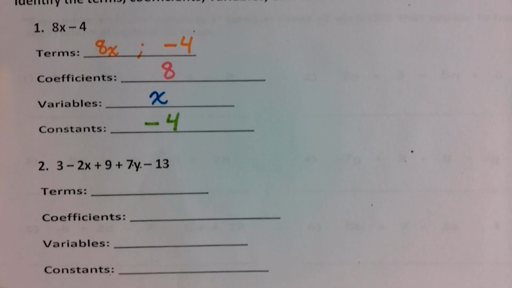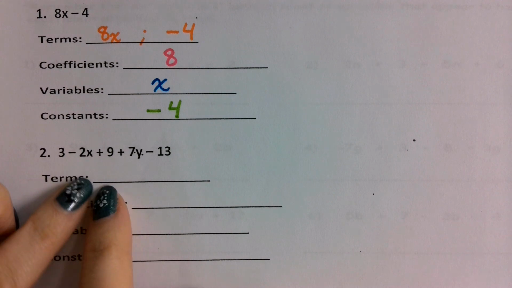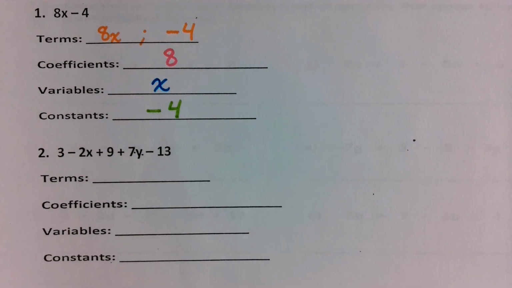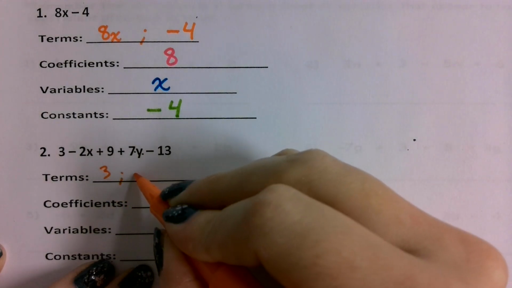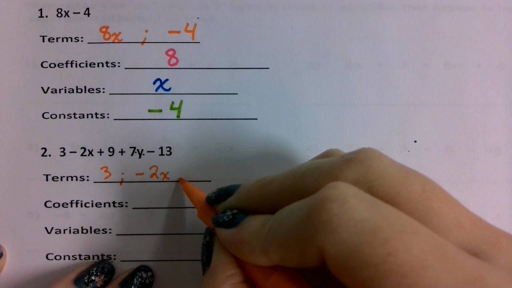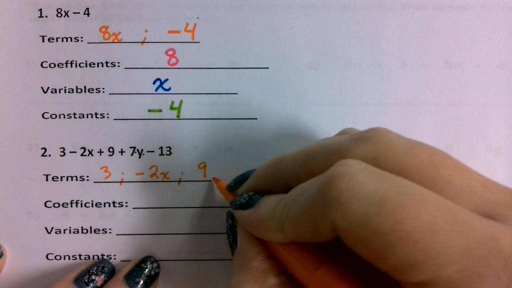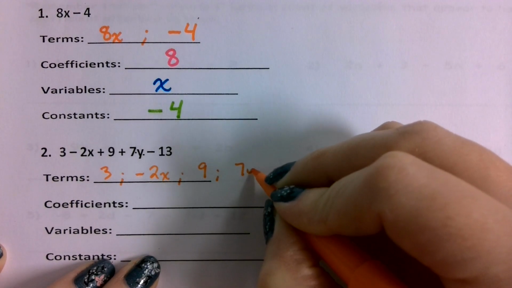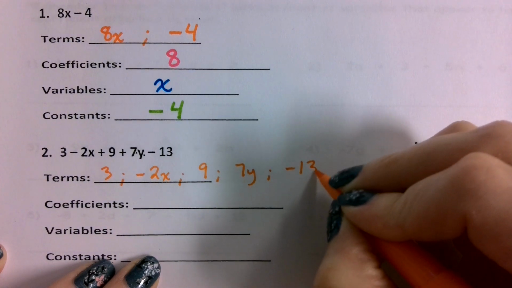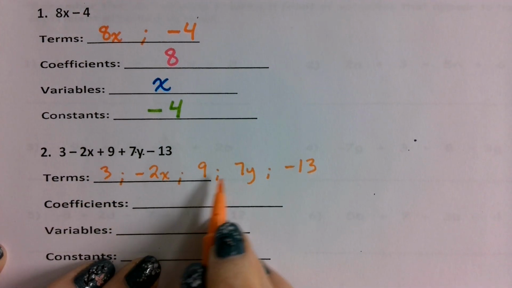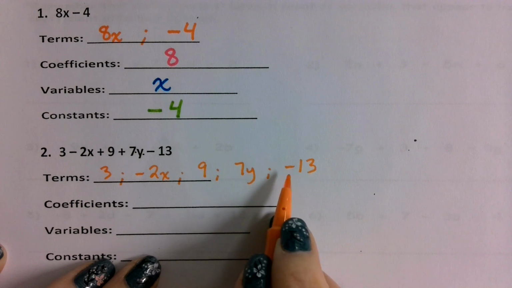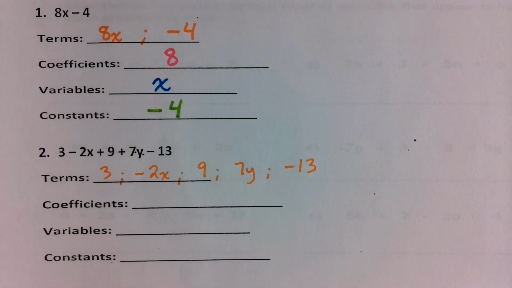Okay, let's go through this. The terms, who can tell me what are our terms for this problem? Richard? Good. All right, we've got 3, negative 2x, 9, 7y, and negative 13. Those are all considered to be terms for that expression.